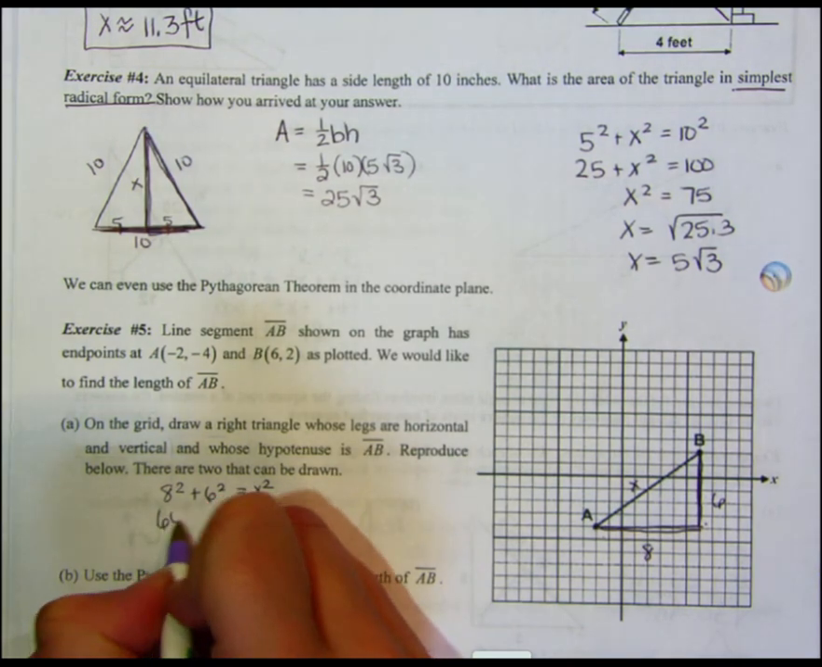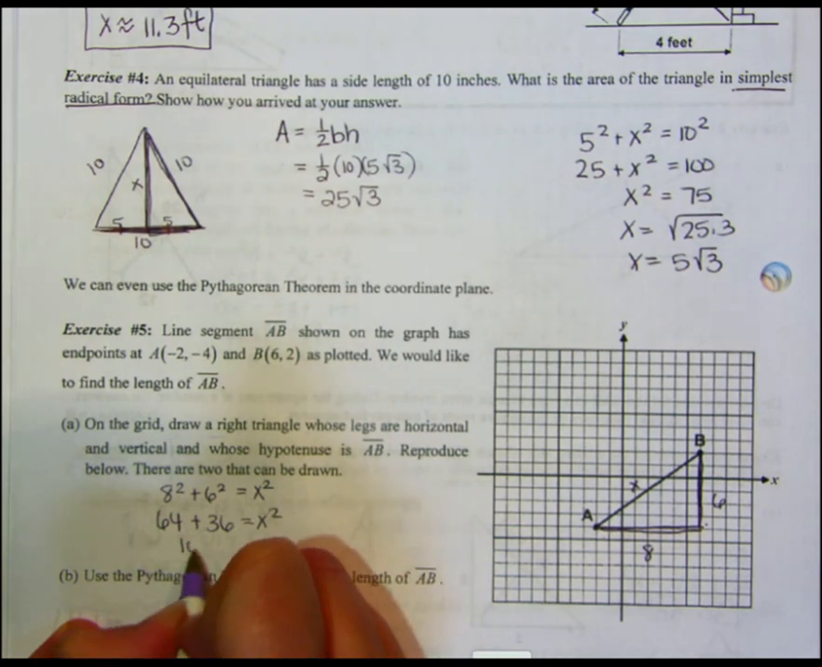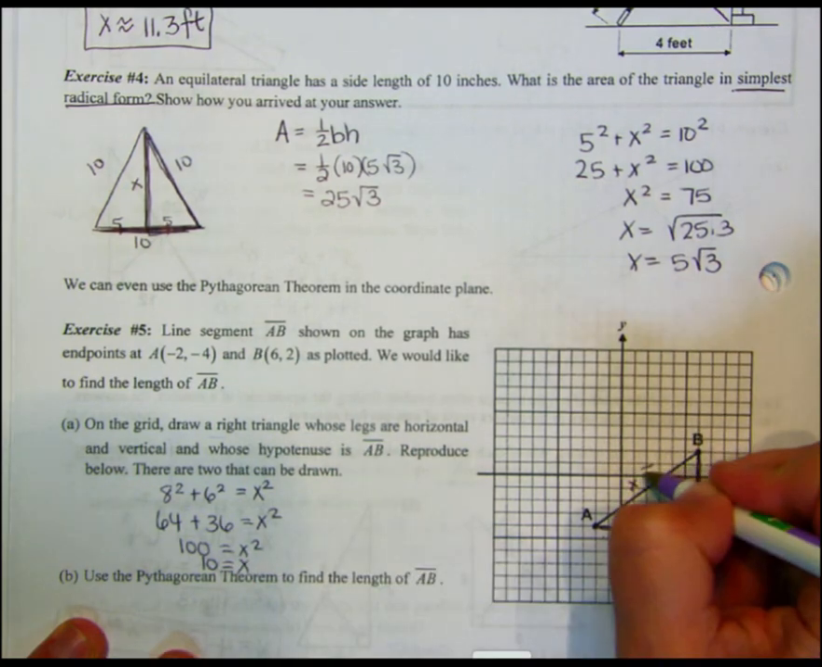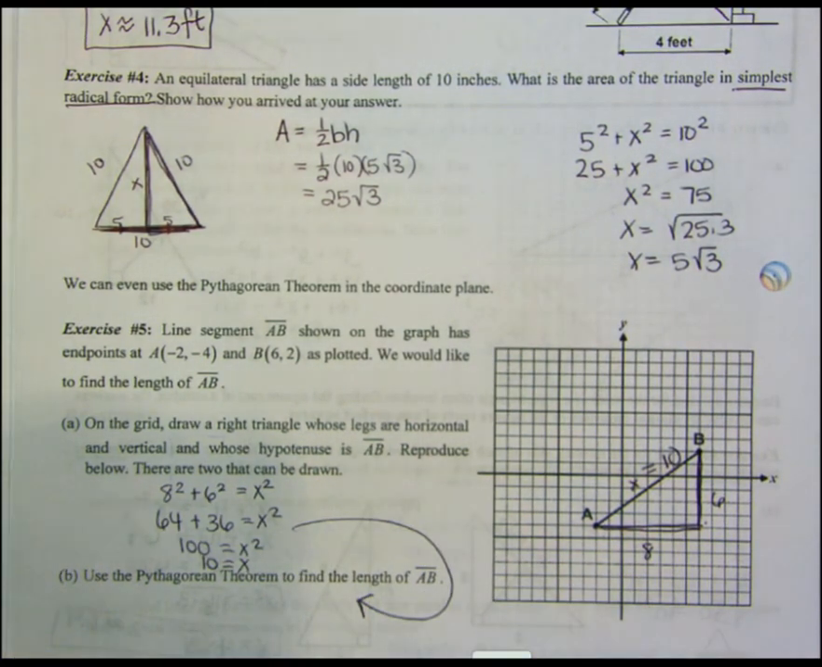So we get 64 plus 36 equals x squared, and when we add those together we get 100, and so 10 is going to be the length of that segment there. I guess I kind of did that in the wrong spot. We drew the horizontal and vertical lines, and then we found the length using the Pythagorean theorem.